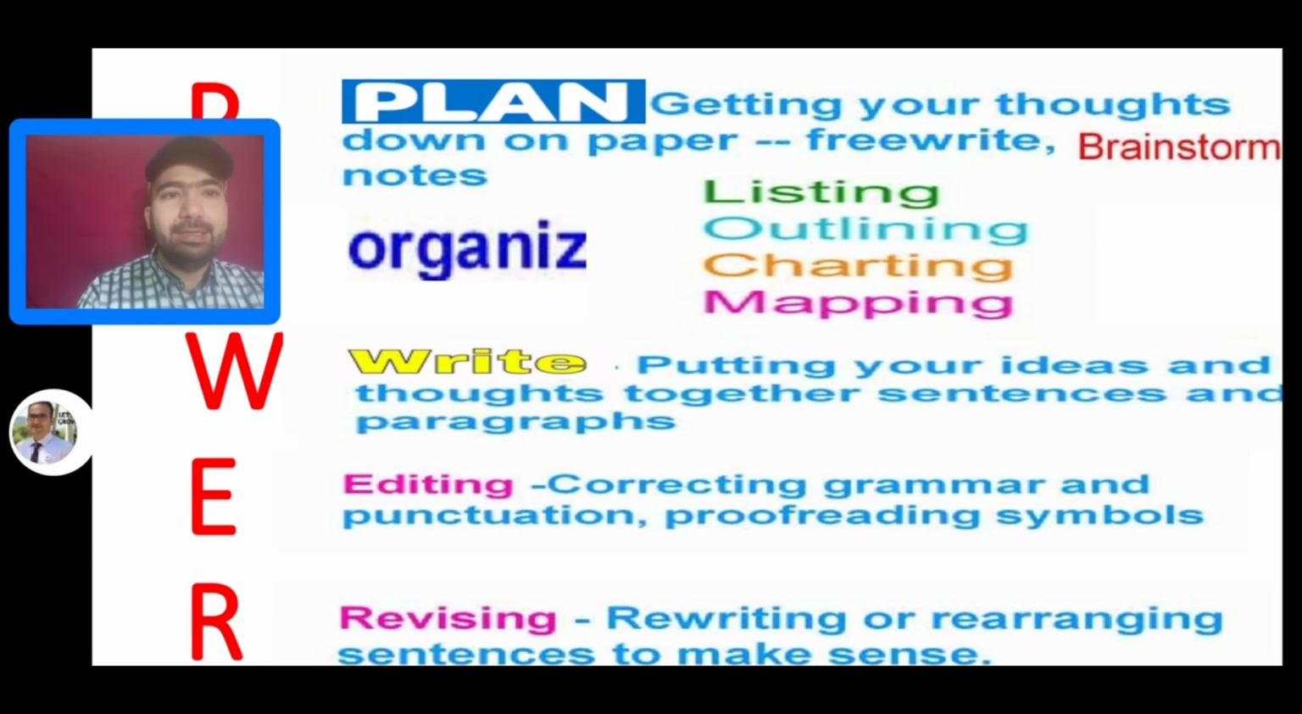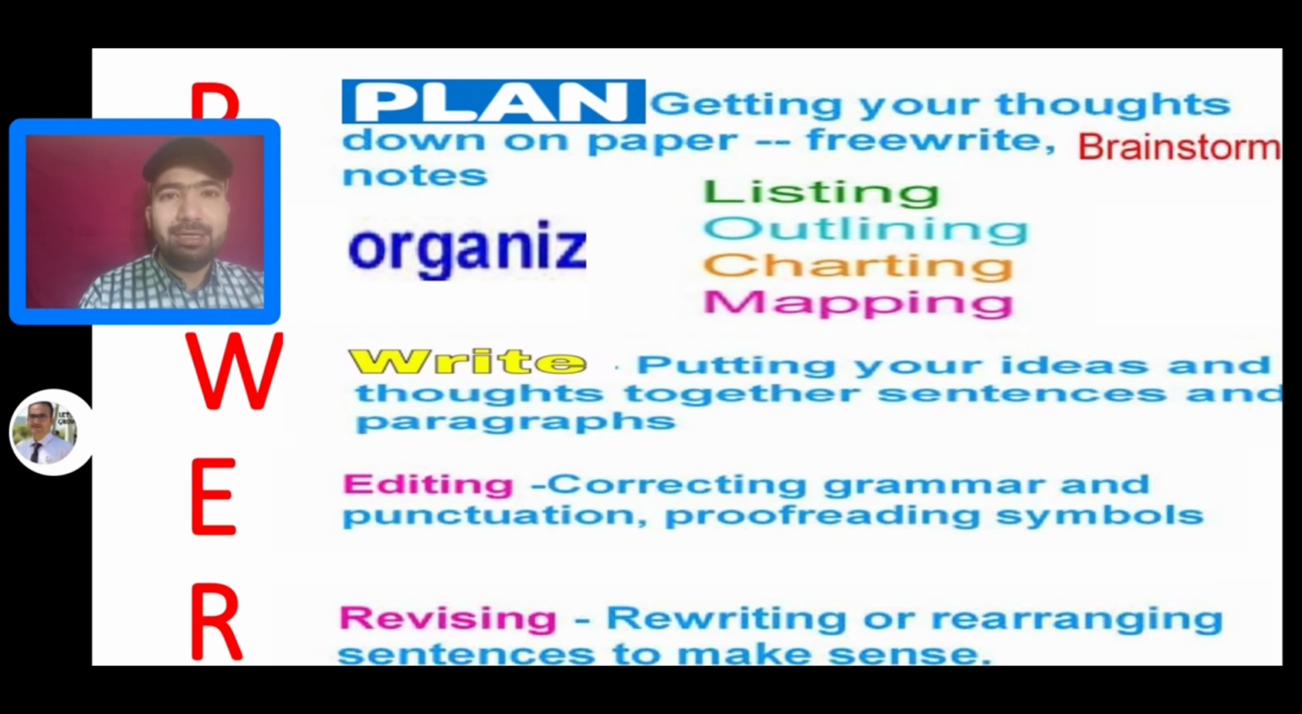W for write. Putting your ideas and thoughts together, sentences and paragraphs. This is the third stage where you are going to start writing. Start writing according to your plan and organization. Then after finishing write, there comes the stage with E, that is editing: correcting grammar and punctuation, proofreading symbols. Whatever you have written, go through it and give it a final look so that you can understand what are the errors that you have committed in it.